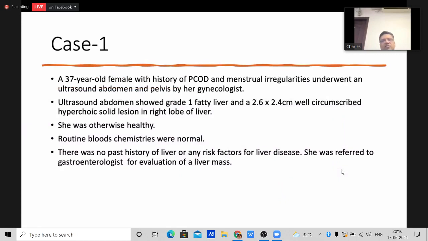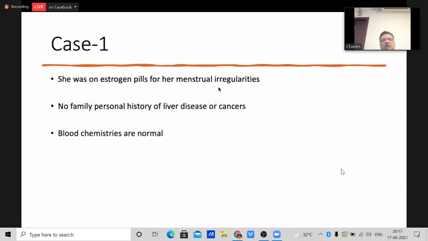And he's referred to you for evaluation of a liver mass. You take the history: she was on estrogen pills for menstrual irregularities. There's no family history or personal history of chronic liver disease or liver cancers, and her blood chemistries are normal. So, Dr. Purola, do you want to give a differential here?